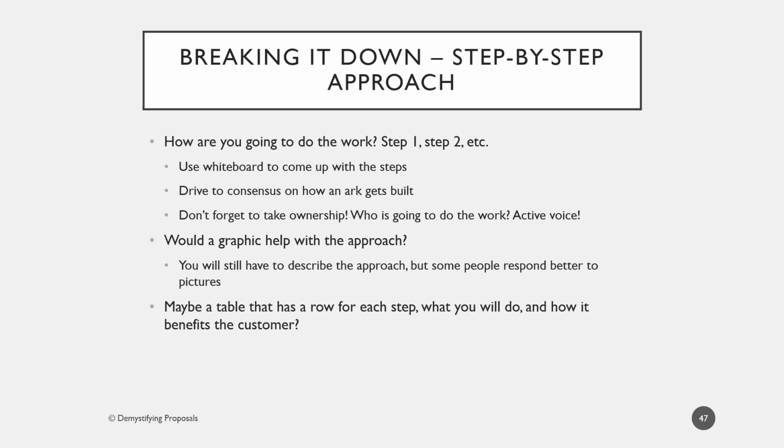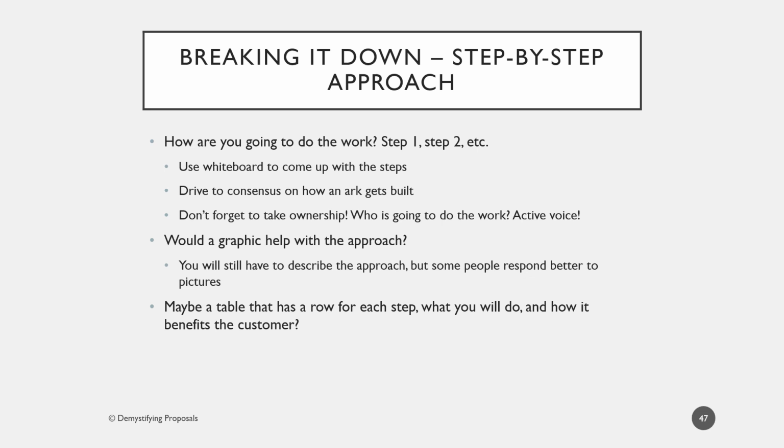And don't forget to take ownership. Who's actually doing the work? There may be somebody different at step 2 than there was at step 1. There may be somebody different in step 5 than there was in step 1. Think about that and take ownership and use active voice. We will do this, not we have done it in the past, right? It's very important to use active voice.